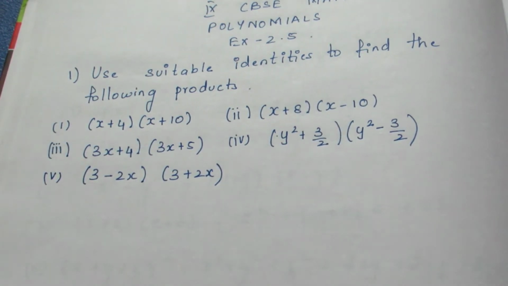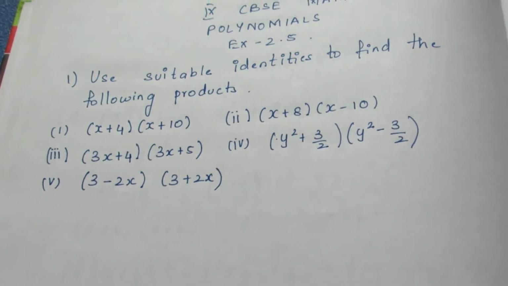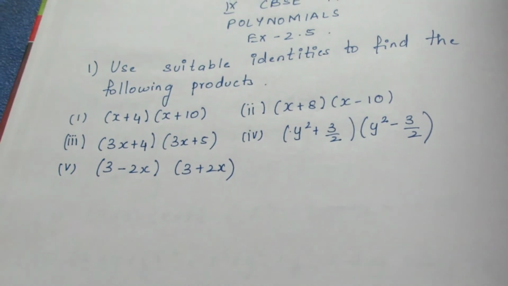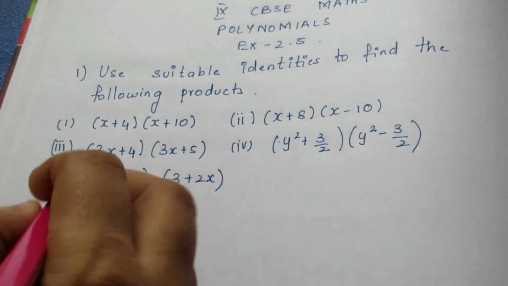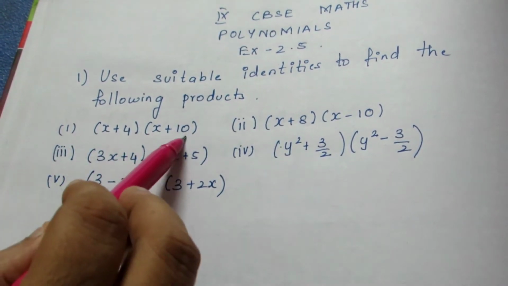Let's see the question. Use suitable identities to find the following product. So they have given a product. We need to find what suitable identity to be used to solve the sum. Now for the first sum, it is given x plus 4 into x plus 10.